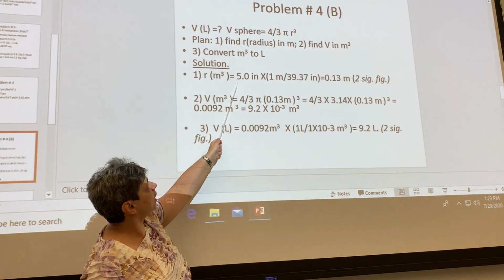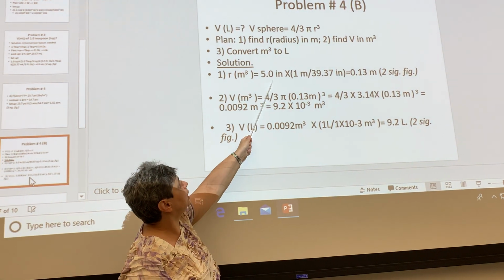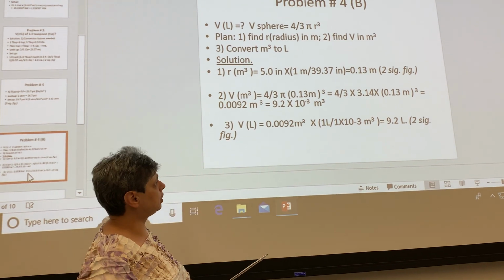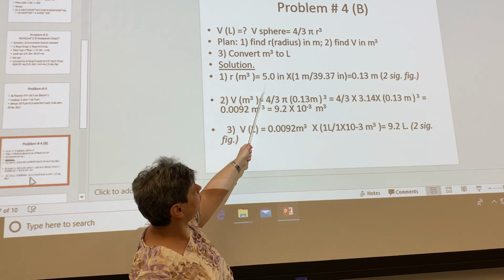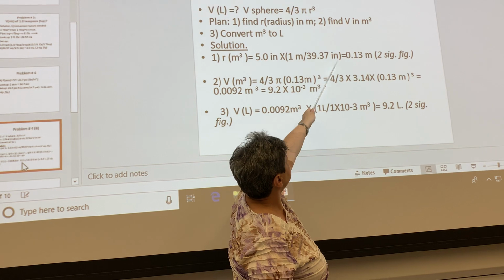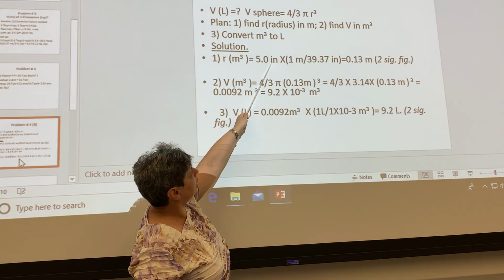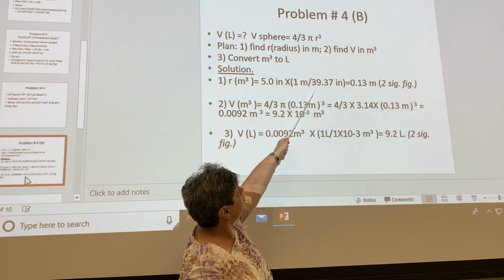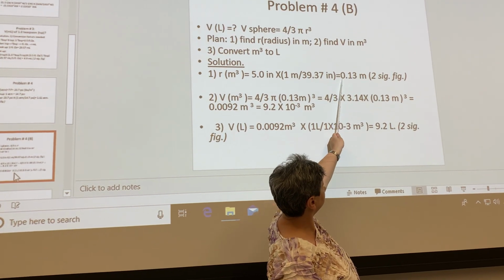So we know that the radius of the basketball is 5 inches, which we found from the diameter given in the problem. So we're taking 5 inches and we're converting it to meters. I looked up the conversion factor. 1 meter equals 39.37 inches. And notice how I'm writing it 5.0 inches, because I would like to have 2 sig figs for my answer. And when I do the calculation and round off my answer to 2 sig figs, I'm going to get 0.13 meters.